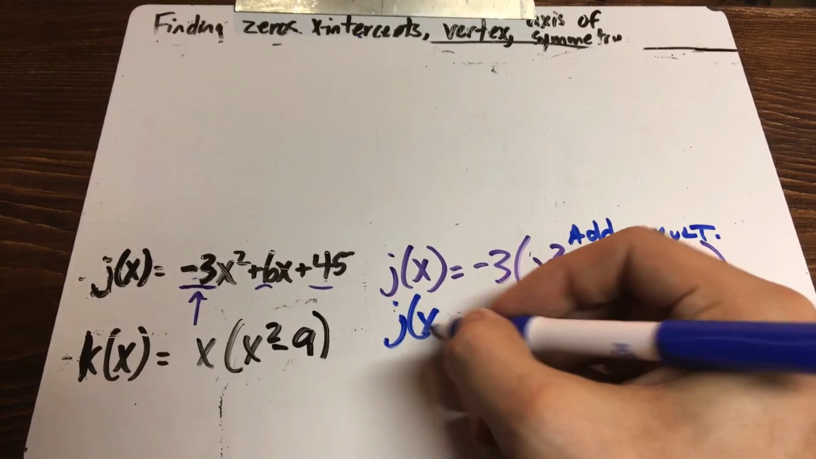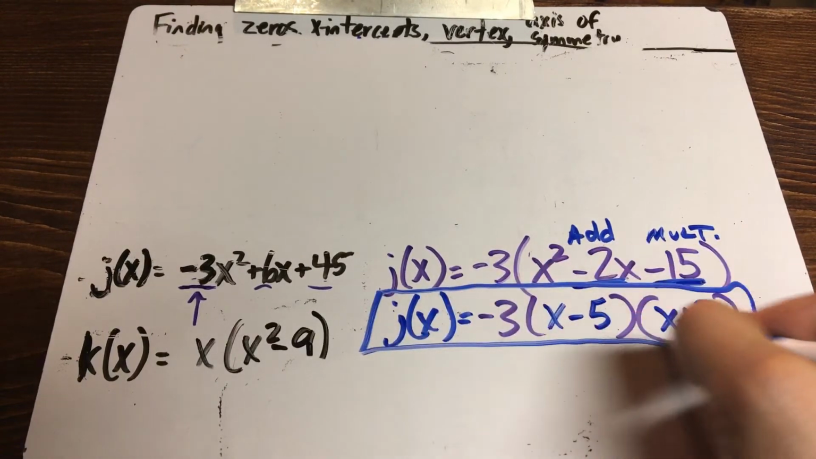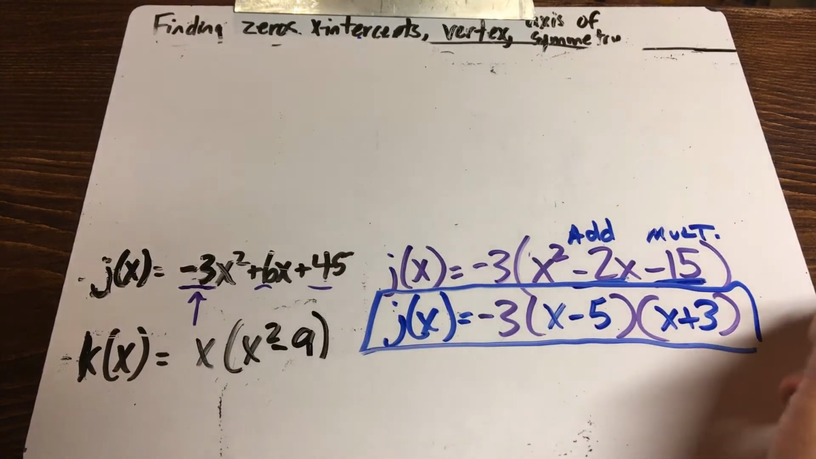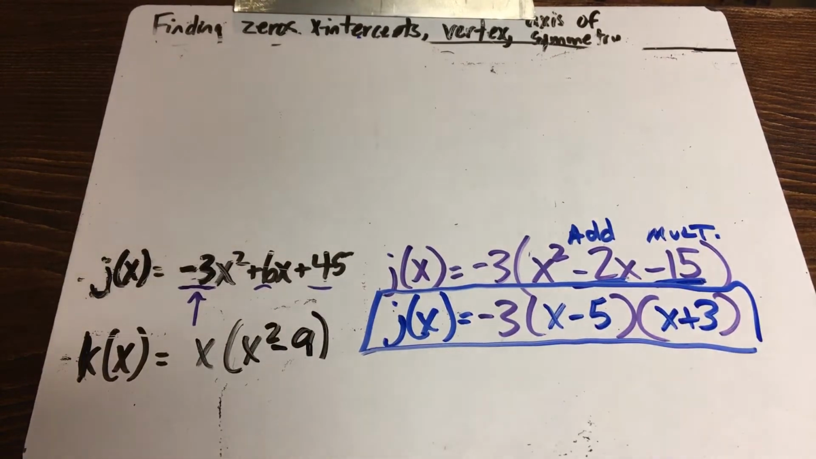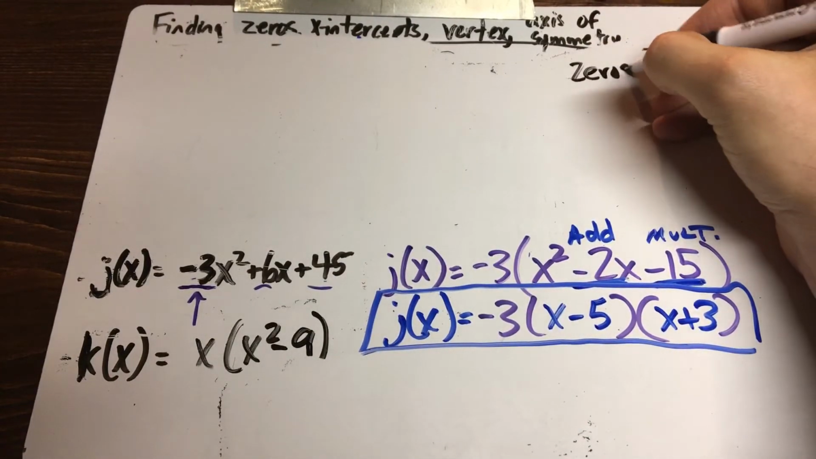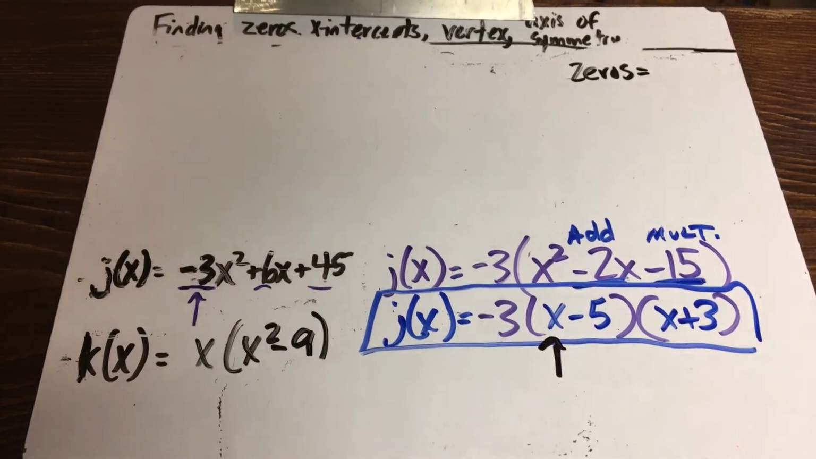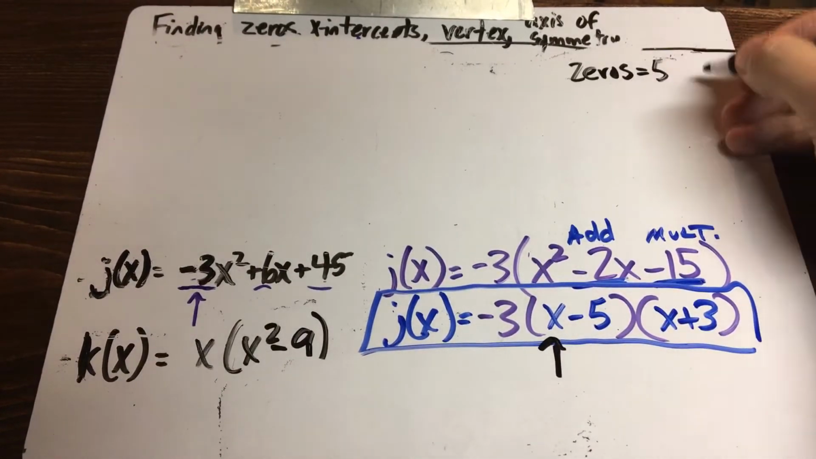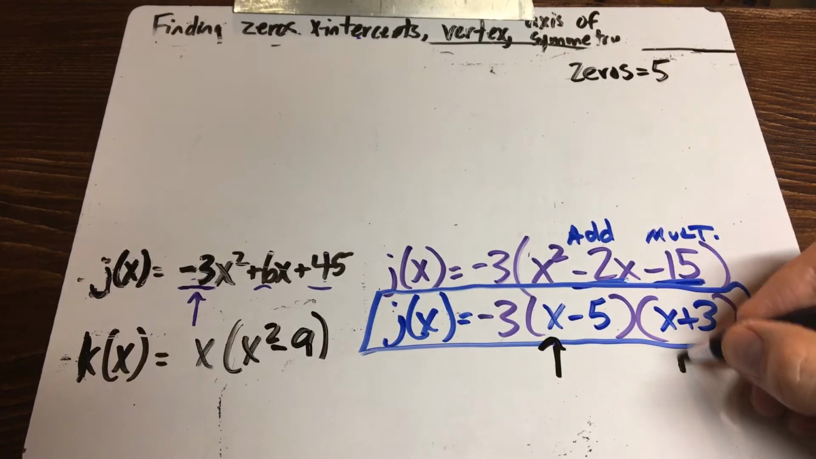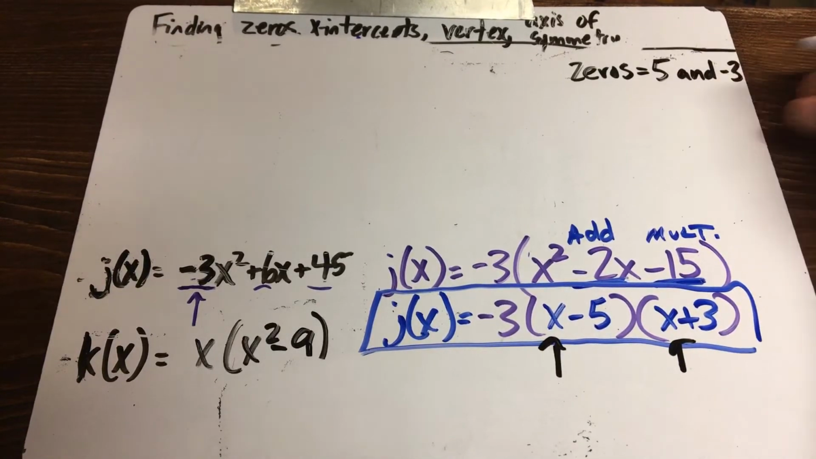Now I have this, right here is my function written in intercept form. I have it factored all the way. And this tells me almost everything that I need, right? It tells me that my zeros, or my x-intercepts, are at 5, right? It's not negative 5, it actually means 5 to the right. And this plus 3 actually means 3 to the left. So my zeros are at 5 and negative 3.